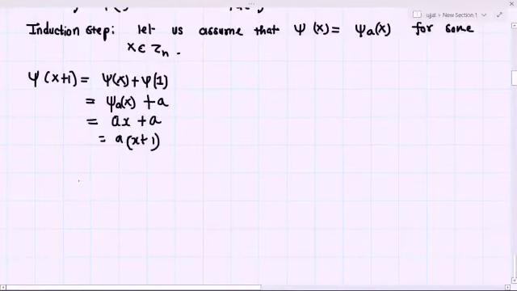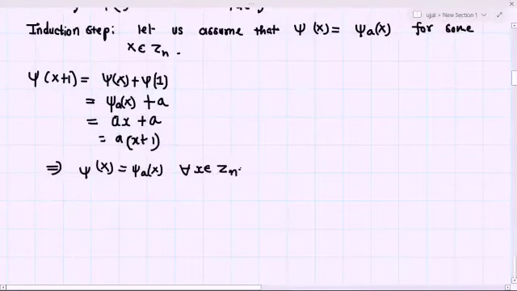Fine. So what does this imply? This implies that psi is equal to psi A, for any positive integer n, or this implies that psi x equals psi A x for all x in Zn. Okay, fine, this is what we've proved. But this is true under the condition that psi of 1 equals A.